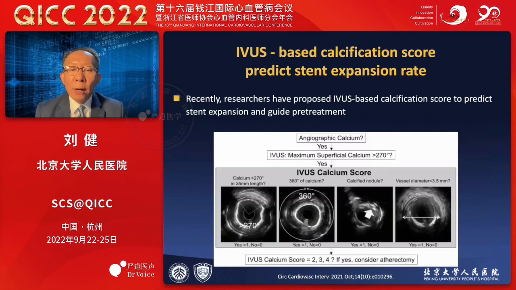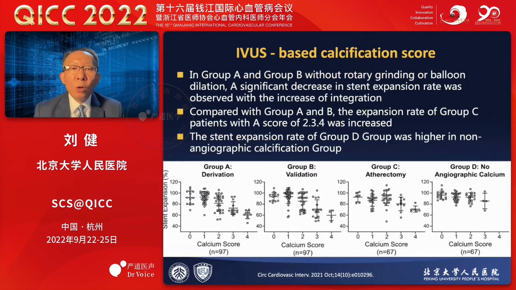And this is also the study that, if the calcification is larger than 270 degrees, and then if it is longer than 5 mm, one score, and calcium nodule 1, and if the lumen diameter is 1, then that's the 4-score grading scale. And then for group A and group B, it does not provide the atherectomy, and they only look at the balloon. And then it can reduce the stent expansion.